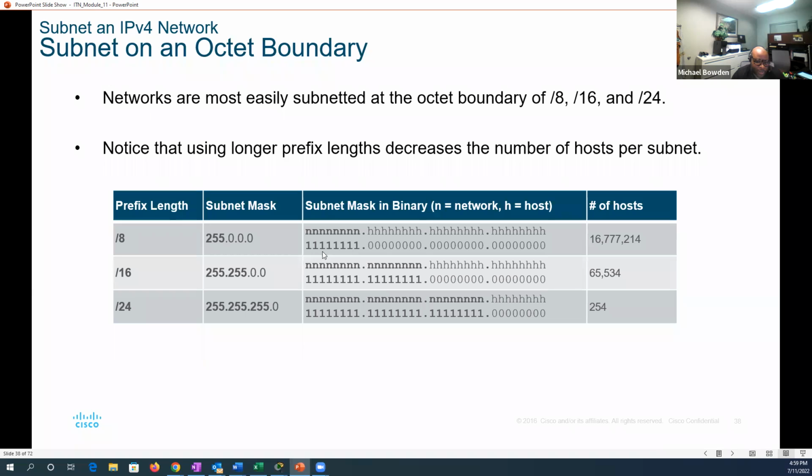And also it's showing that subnet mask in binary, where you have your network bits here, and then you have your host bits. And it's showing the number of hosts that can be created from this /8. Then also from a /16, we can have 65,534 hosts. Then also from a /24, we can have 254 hosts.